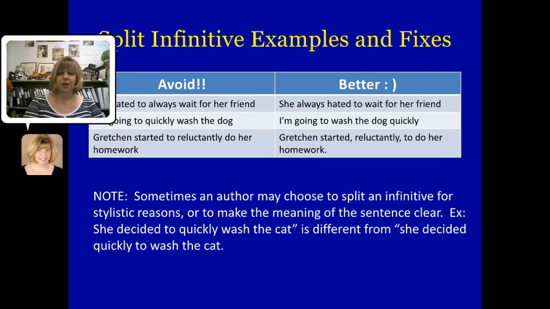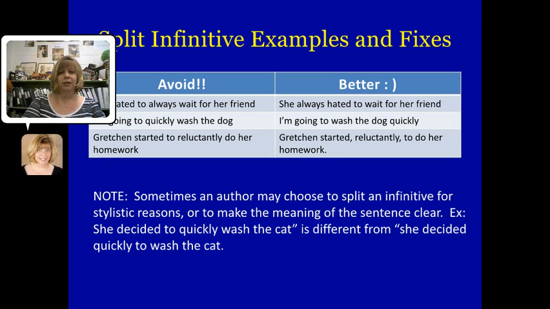Now, notice that sometimes an author may choose deliberately to split an infinitive because they're looking for some sort of style reasons. They like the way it sounds. I think it's more effective in the flow of the sentence that they're writing. Or sometimes you really do need to split the infinitive to make the meaning of the sentence clear. Example, she decided to quickly wash the cat is a very different sentence than she decided quickly to wash the cat. In one, the cat is going to get washed very fast, and the other one, she makes up her mind very fast. So the infinitive placement can actually make a difference in the meaning as well as in the style of the sentence.